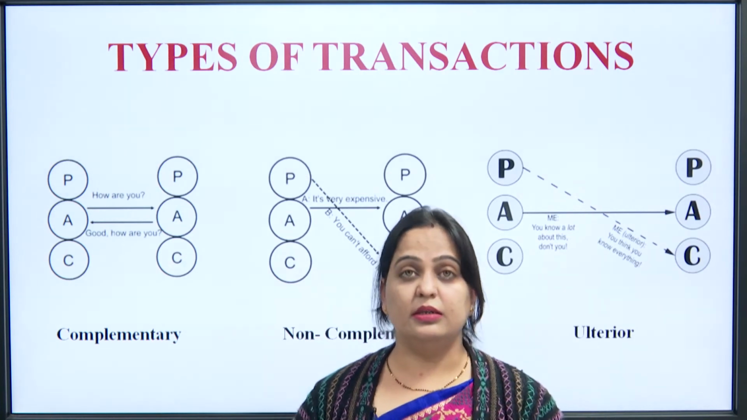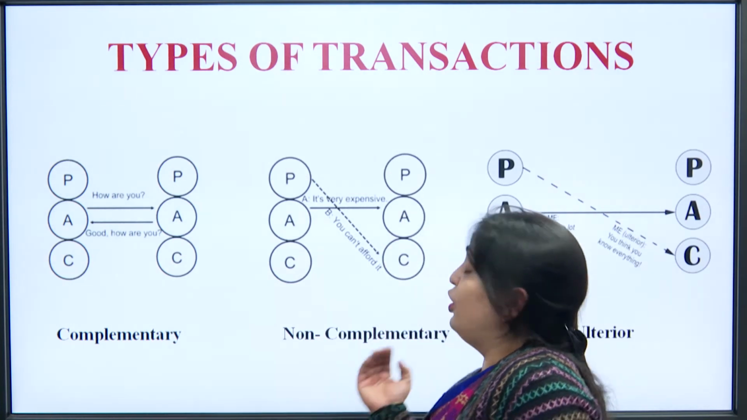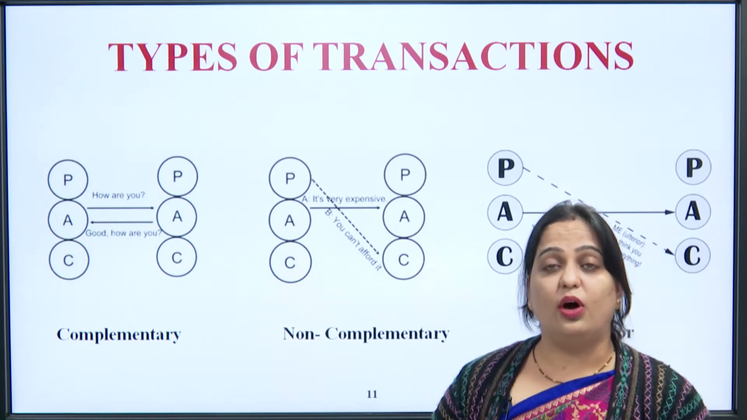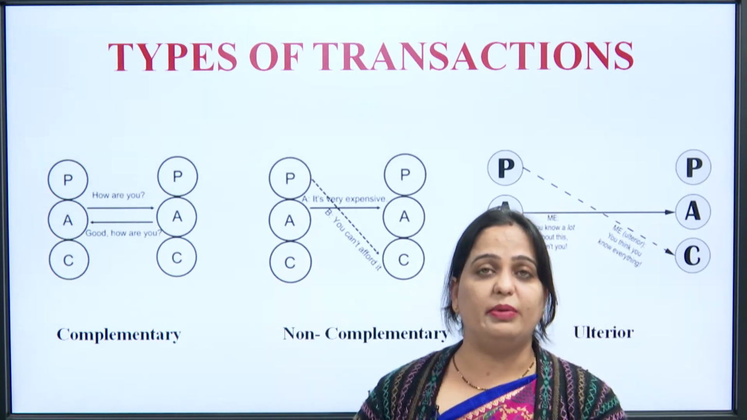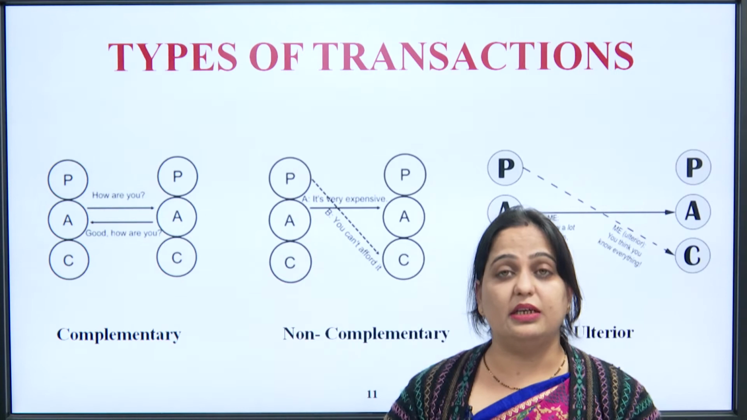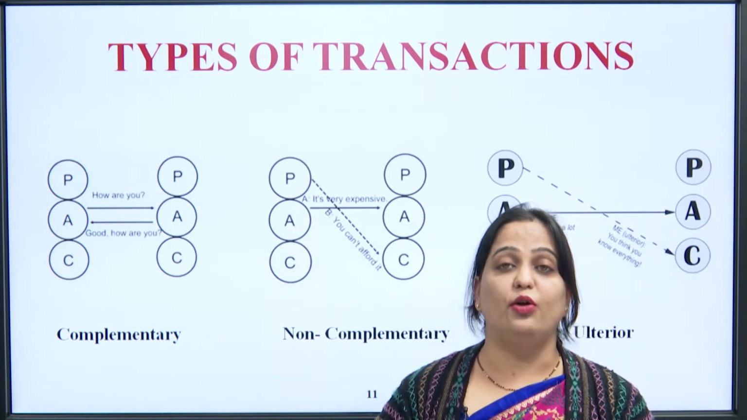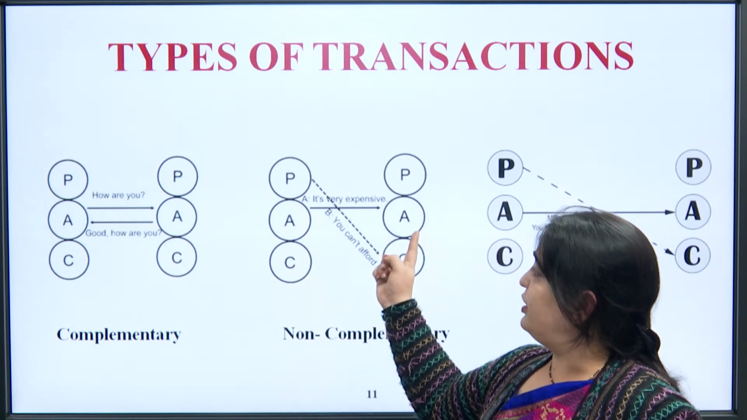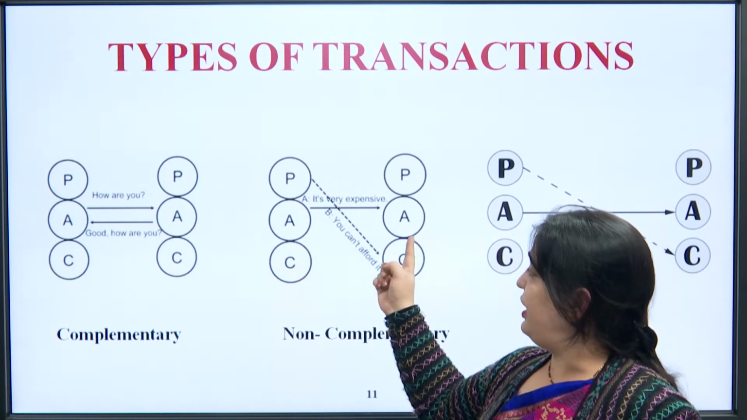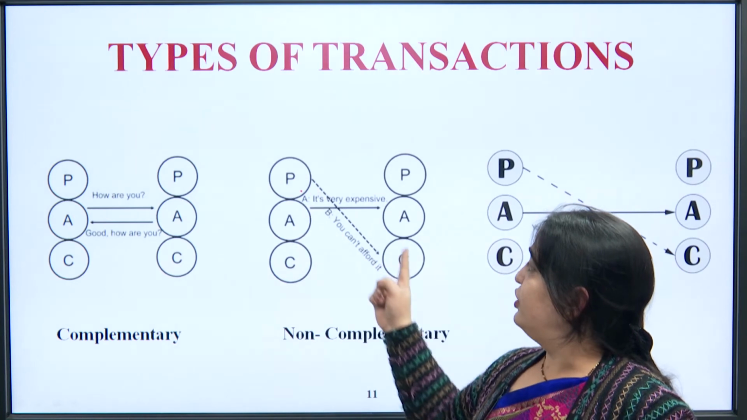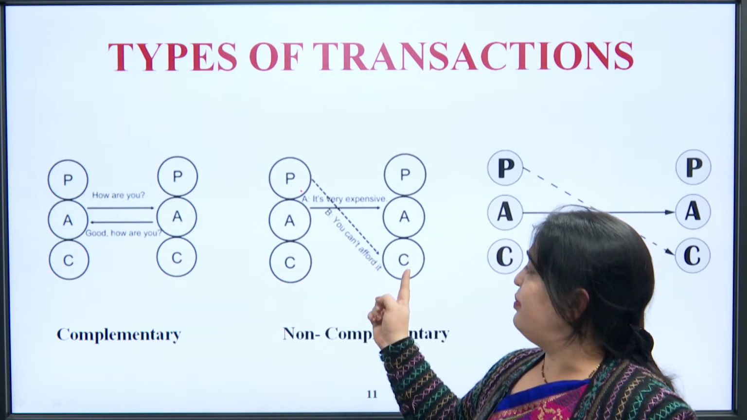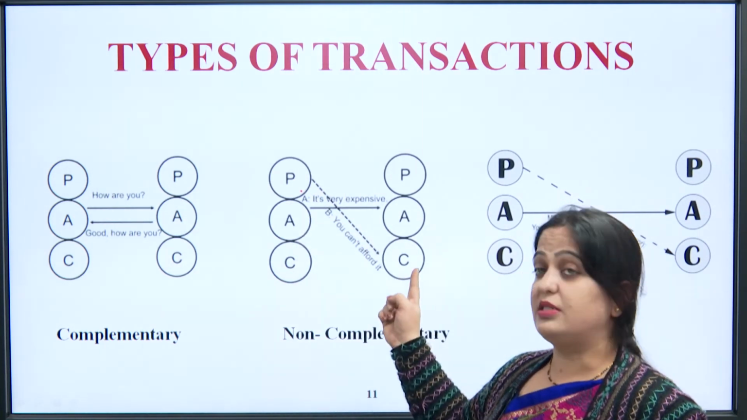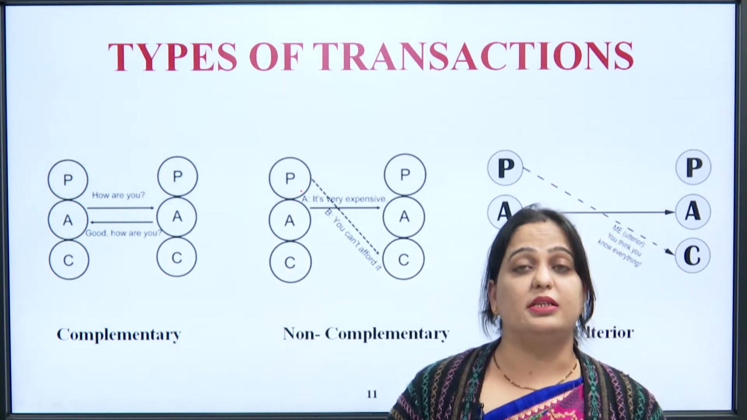Second is the crossed one, that is non-complementary. In the crossed or non-complementary transactions, basically the stimulus and response are not parallel. In the diagram also you can see when one person is talking to another person, he is in an adult to adult phase, but when the second person is talking, he is in the crossed state, he is in the non-parallel state.